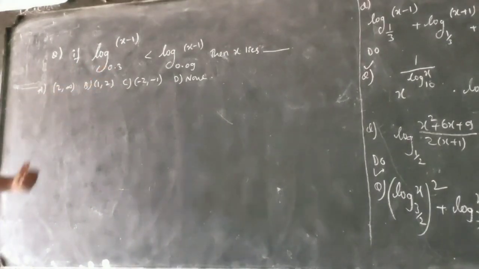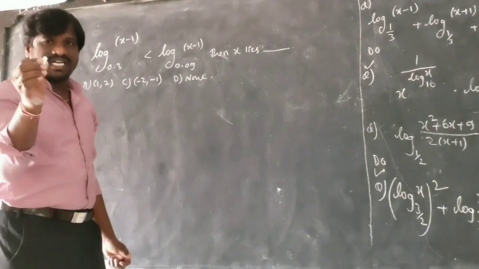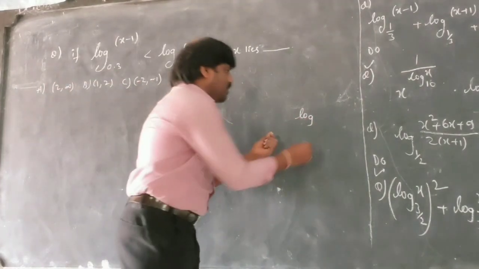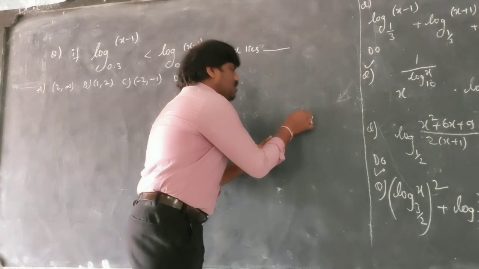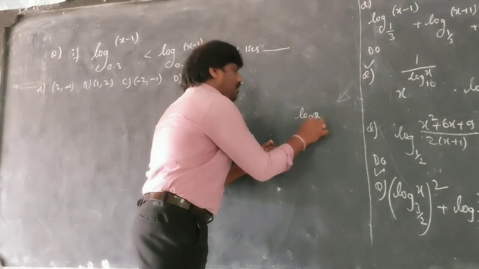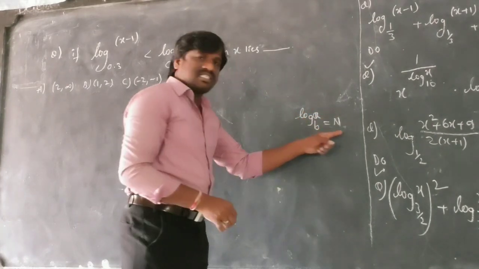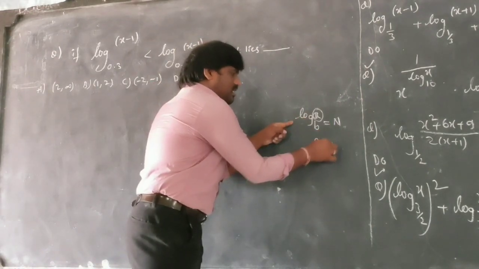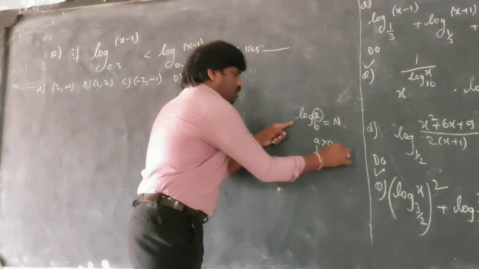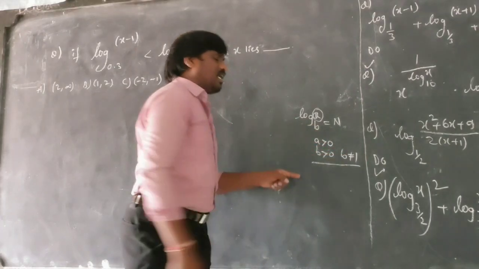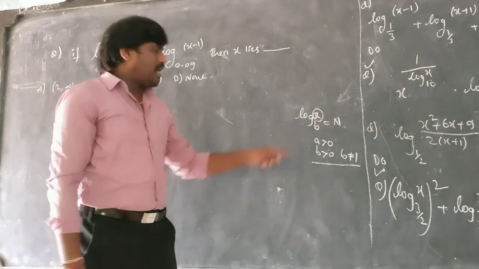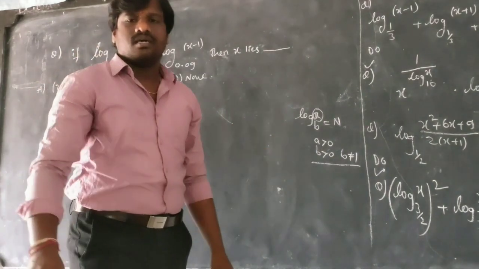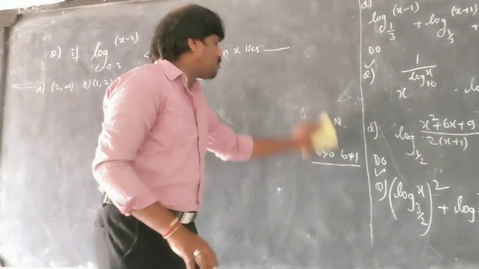Yesterday some of the students asked why you applied greater than 0. Simple thing I am telling you. The logarithm definition is log of a to the base b is equal to n. What is the condition for a logarithm? a should be greater than 0, b should be greater than 0, and b should not be equal to 1. This is the number one condition of log, by default the definition of the logarithm, so that should be satisfied. That is the reason we have solved so many questions based on that.